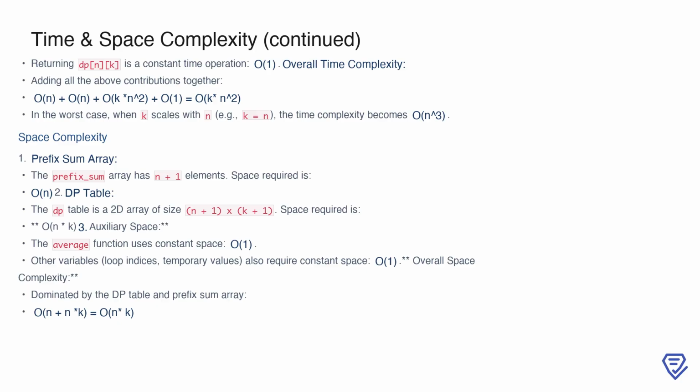Now, looking at space complexity, the prefix sum array requires space for n plus 1 elements, which is O(n). The dp table, being a 2D array of size (n plus 1) by (k plus 1), requires O(n * k) space. Auxiliary space, used by the average function and other temporary variables, is constant, O(1). Therefore, the total space complexity is dominated by the dp table and the prefix sum array, resulting in O(n plus n * k), which simplifies to O(n * k).